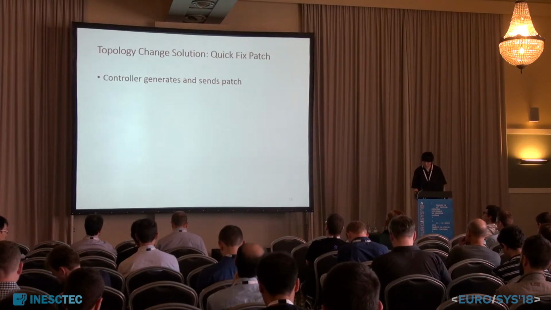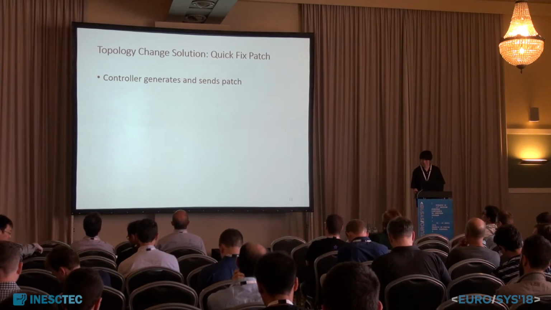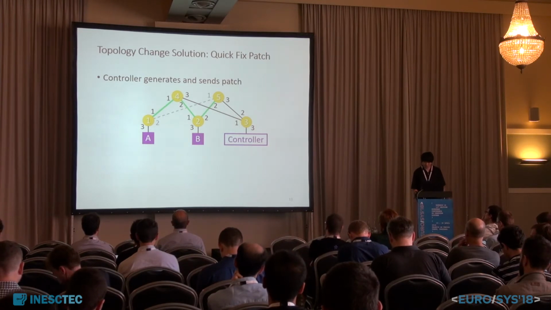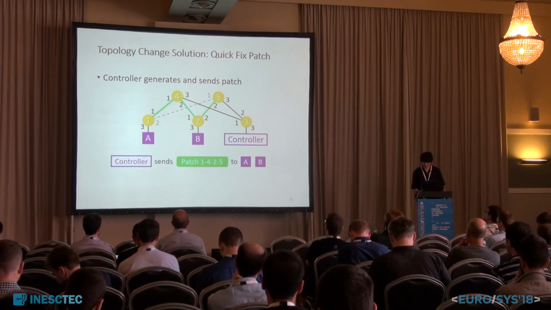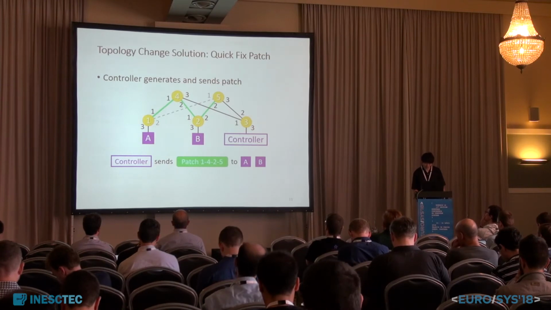To deal with this problem, we further send a patch that is generated by the controller. That's quite simple. Maybe the controller will generate a patch that uses 1425 to replace the 15 and send this patch to all the hosts. So next time a host wants to send a packet through the link 15, it will use the 1425 instead.